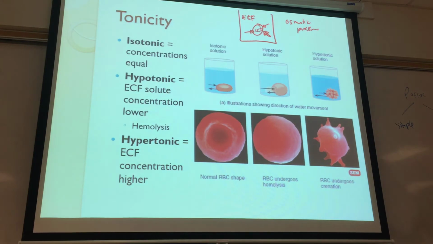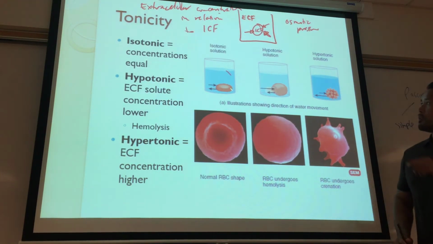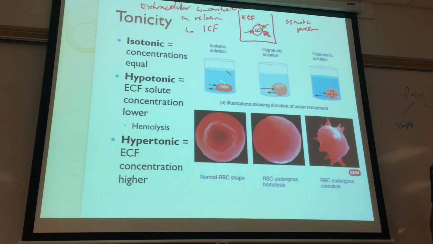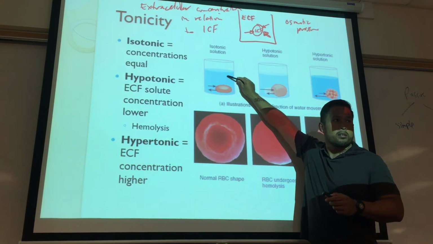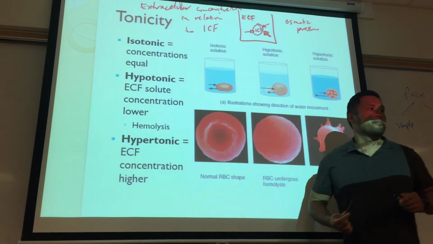Now, let's take a look at the term tonicity. The easiest way to refer to tonicity is the extracellular concentration in relation to the intracellular fluid. In other words, tonicity refers to the solvent, the aqueous solution on the outside, and it measures how much solute is in the aqueous solution compared to the inside.